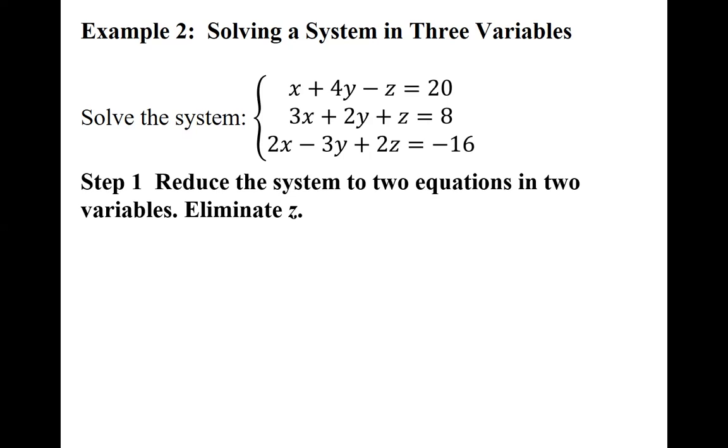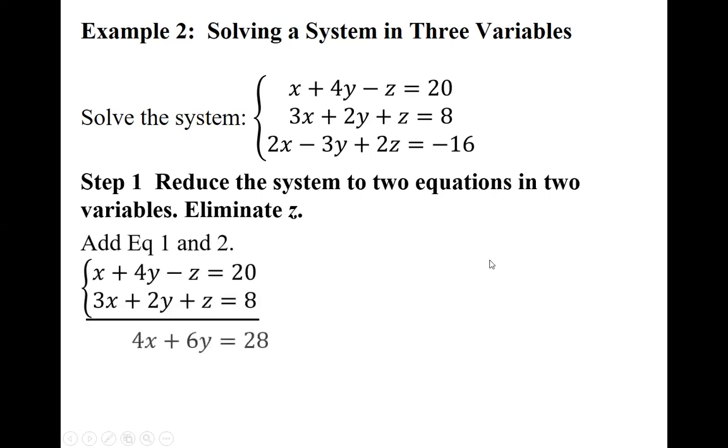This is a very good first move to make because we notice in equation 1, we have minus z. In equation 2, we have plus z. Right away, if we add 1 and 2 together, we're going to eliminate the z's. We'll have 2 equations that only have x and y. Then we're halfway there. Well, halfway to halfway there. We're almost there. Almost. So add equations 1 and 2. We get 4x plus 6y equals 28.